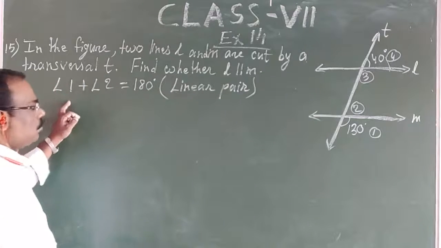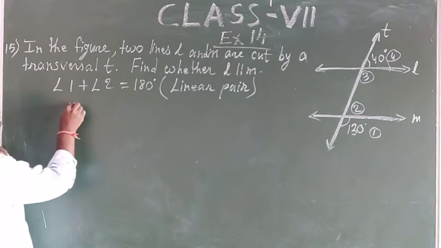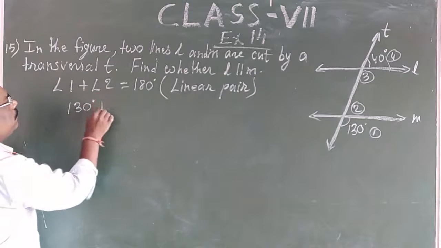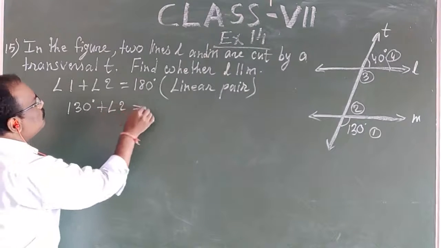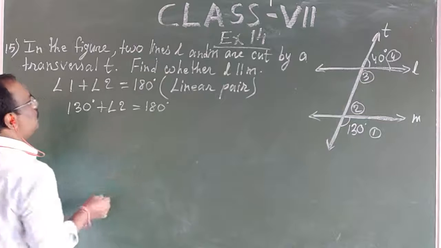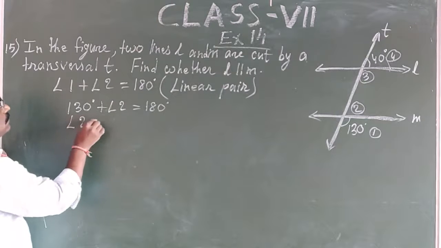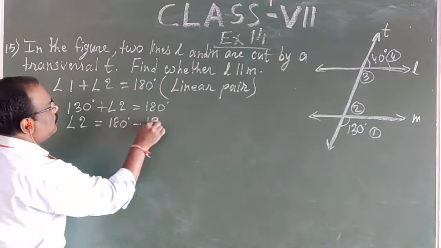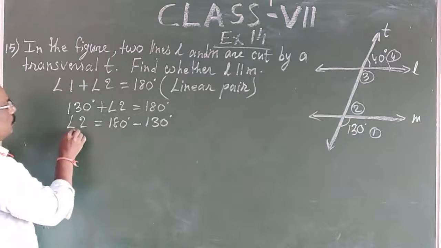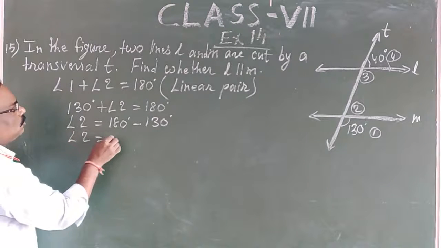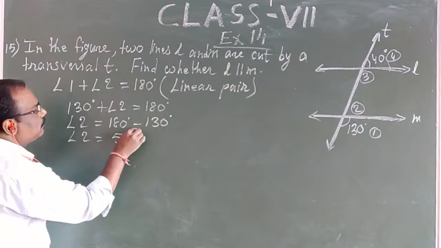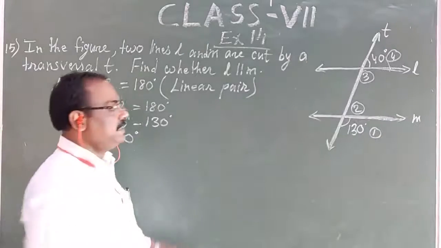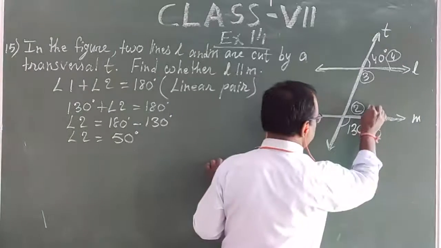Now angle 1 measure is already given to us, so we write 130 degree plus angle 2 is equal to 180 degree. So angle 2 is equal to 180 degree minus 130 degree. So angle 2 is equal to 50 degree. So we got the measure of angle 2 as 50 degree here.